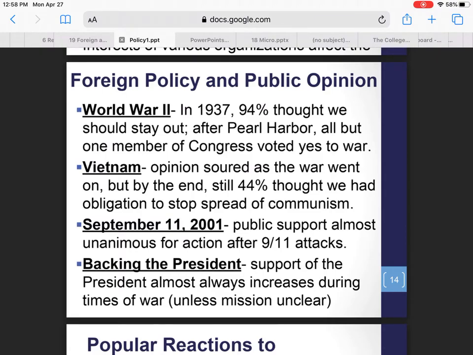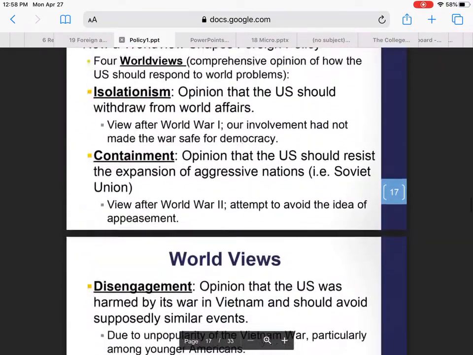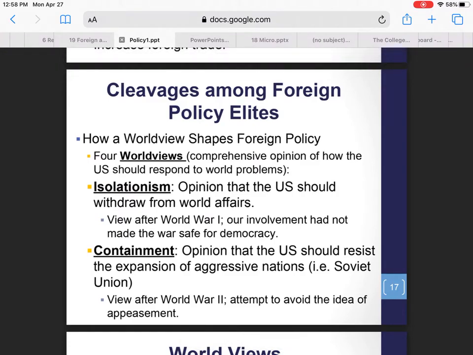After September 11th, almost everybody voted for the Patriot Act. Almost everybody agreed to send troops to Afghanistan to try to hunt bin Laden and other things there. So generally, when there's any sort of attack on the United States or perceived attack, Congress usually unifies behind responses to that. All right, last big thing for this chapter are the 4 what we call worldviews, or how the United States should respond to different things that are happening around the world. So these are 4 you need to know. This could easily be an AP question.